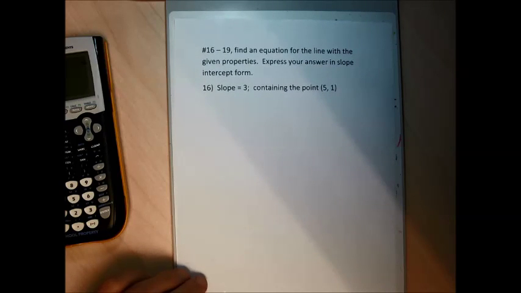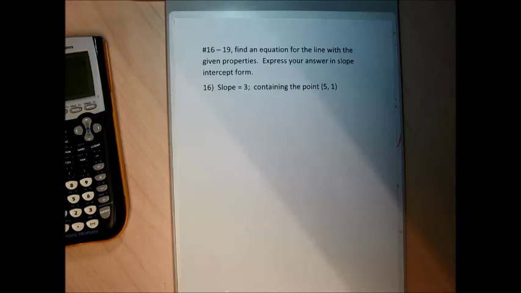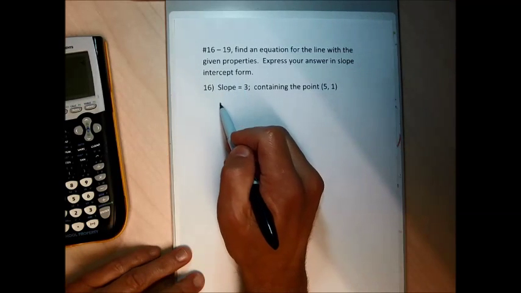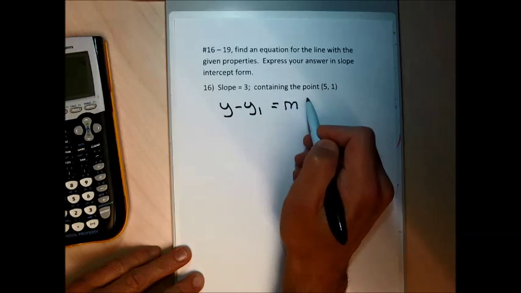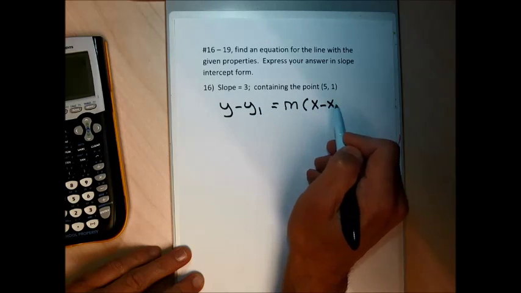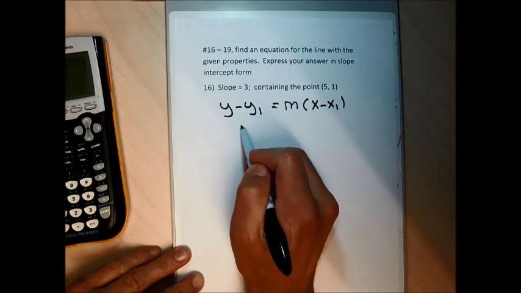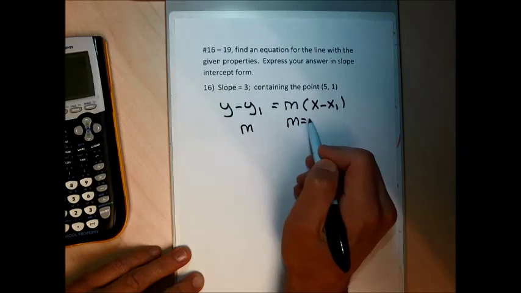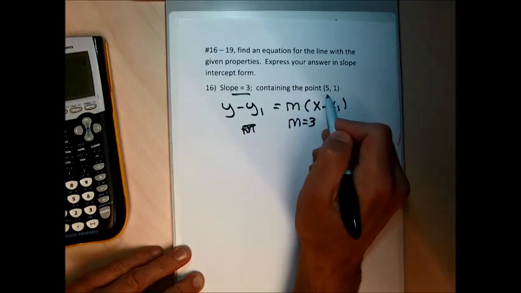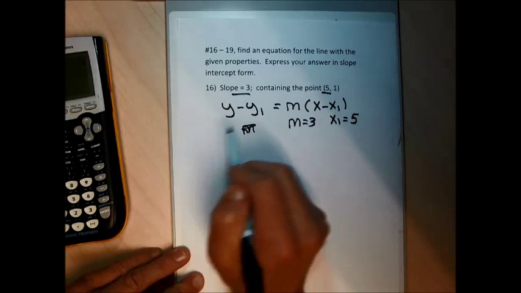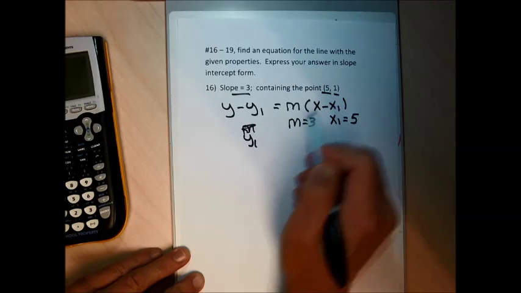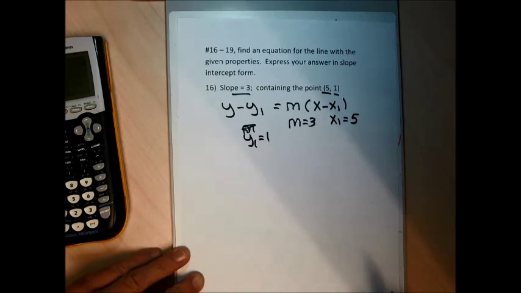All right. 16 through 19, finding equations of lines. The first couple ones are easy because they give me a slope and a point, and to find an equation of a line if you have a slope and a point, you just want to use the formula y minus y1 equals m times x minus x1. In this problem, for m, I'm going to plug in 3 because that's the slope. For x1, I'm going to plug in 5 because that's the x-coordinate of the first point. And for y1, I'm going to plug in 1 because that's the y-coordinate of the first and the only point.